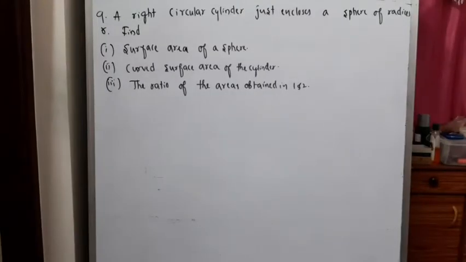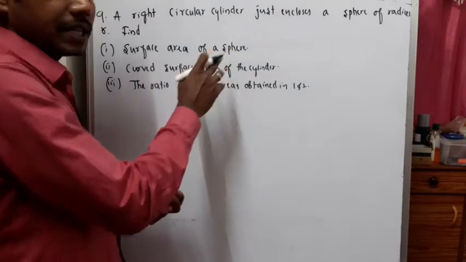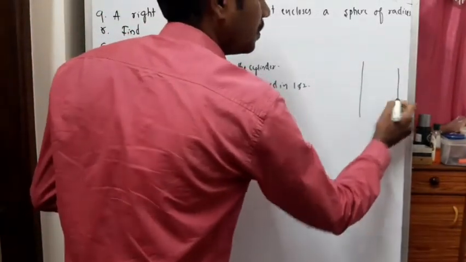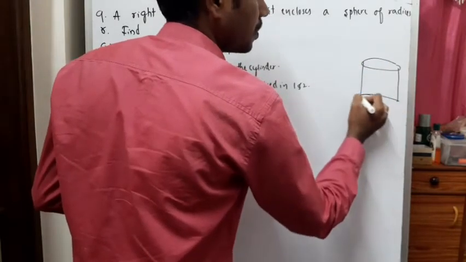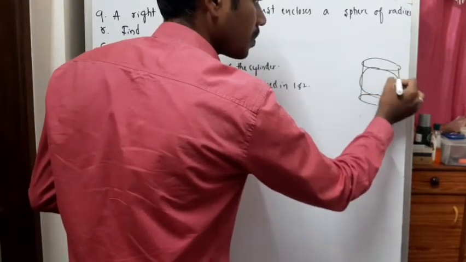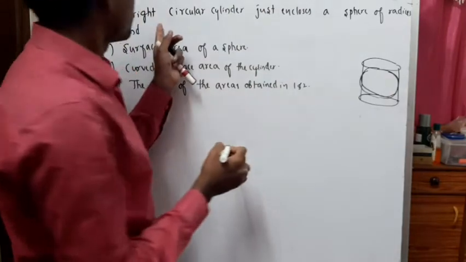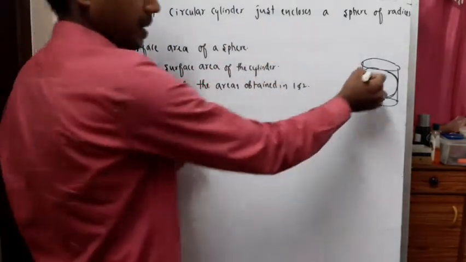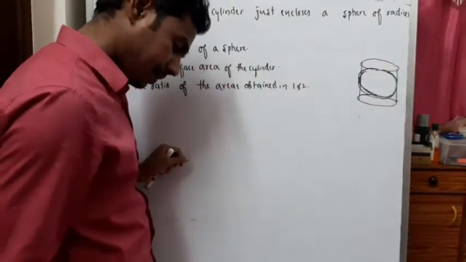Question: a right circular cylinder just encloses a sphere of radius r. Find the surface area of a sphere. Even they have given the diagram like this. There is a sphere. See, a right circular cylinder just encloses a sphere. Okay, it encloses the sphere.